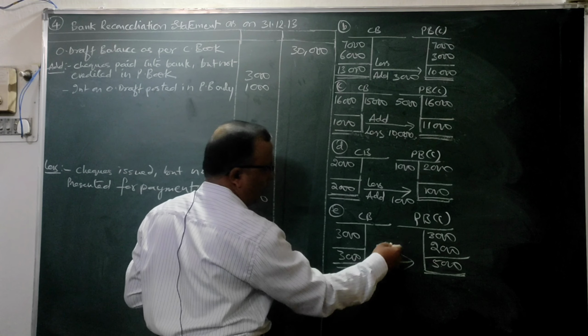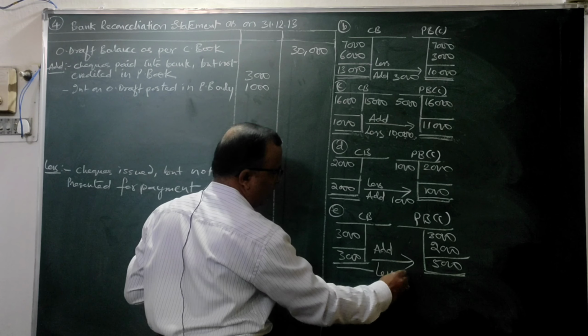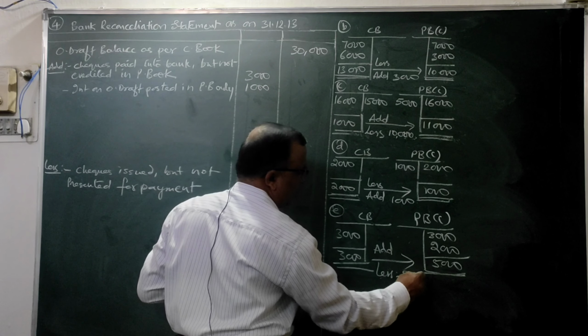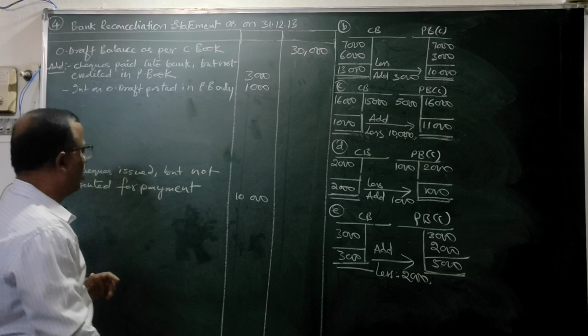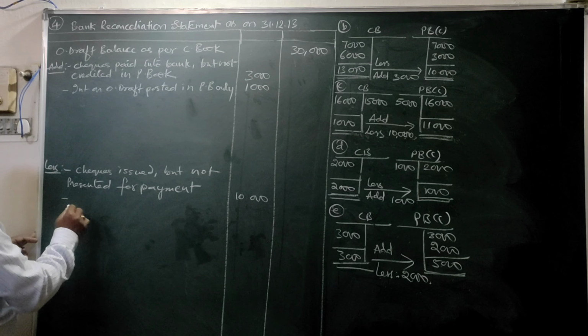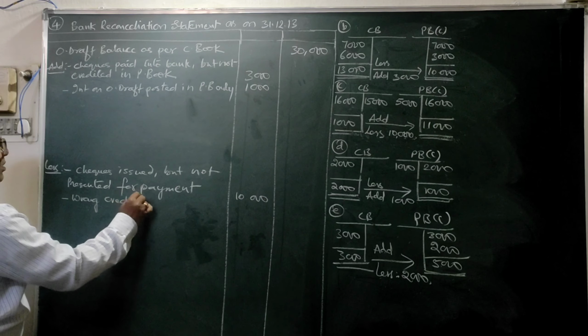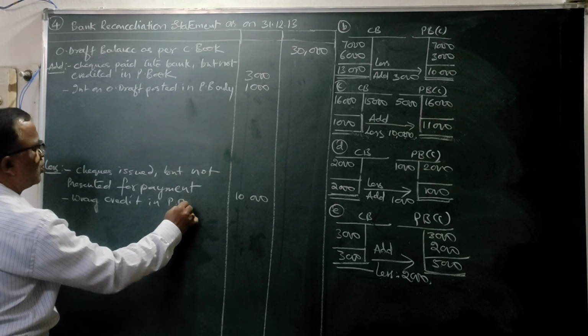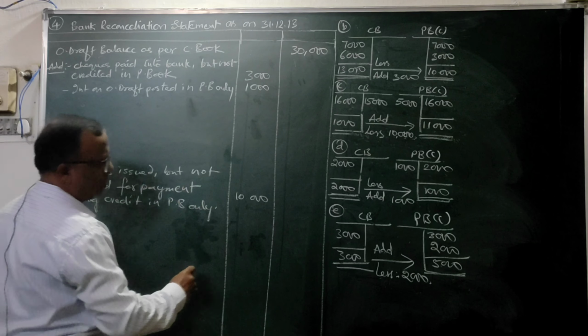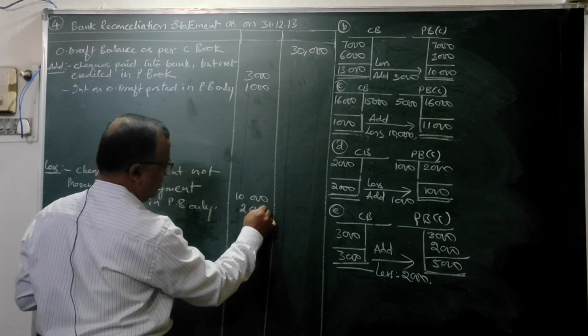Since it is an overdraft, we do the opposite of this: less. How much is the difference between these two? That is nothing but 2000 rupees. So below less we are going to write, wrong credit in passbook only, 2000 rupees.